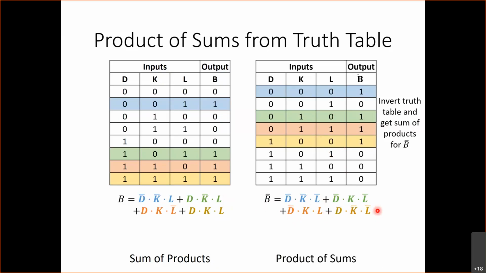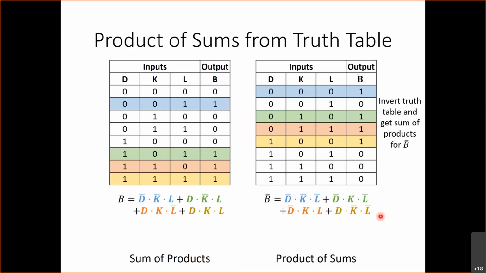Okay. Now what we do is, this is the equation for not B. What we ultimately care about is the equation for B. So what we can do is we can invert B over here, and we can invert both sides. So we invert B over here, and then we invert this entire equation over here. Okay, and how do we invert this entire equation? What law can we apply to invert something like this? Who remembers?